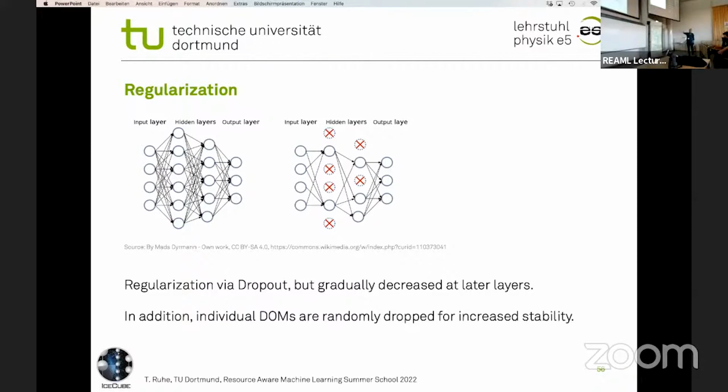What's more important is that we actually drop individual DOMs during training. And we try to do this in order to have increased stability, because if you train your network on the detector in the configuration that we have now, and then I don't know, tomorrow 10 random DOMs drop because of aging or whatever, they just fail. And then you have to go back and do all the work again. But if we train a network where we, in the training process, already randomly drop at certain points some of the DOMs, then we expect this to be more stable.